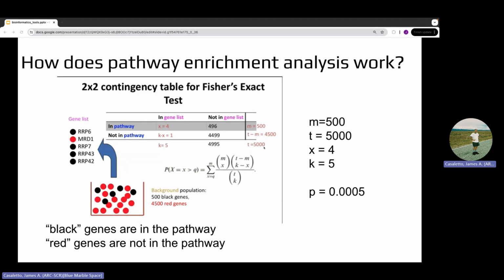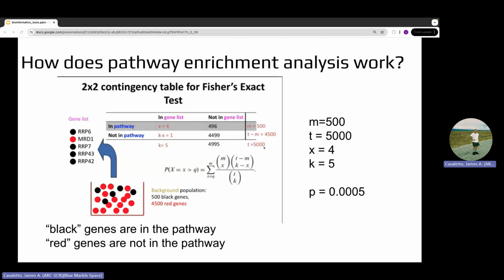Of course, these are very large numbers, and there are tools online such as GraphPad that we can use to plug into a 2x2 contingency table to calculate the p-value for Fisher's exact test. So Fisher's exact test for this particular 2x2 contingency table, representing the 5 genes in the list, 4 of which are in the pathway and 1 isn't. The 500 genes total in the pathway and 4,500 total genes not in the pathway.